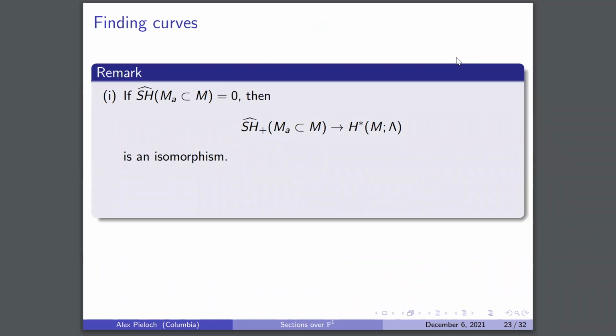So let's build on that. Let's think about the case where this local symplectic homology group vanishes. In this case, the boundary homomorphism that goes from SH plus to the cohomology is actually an isomorphism.